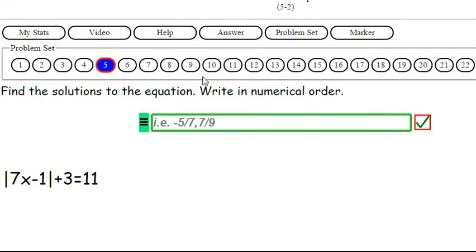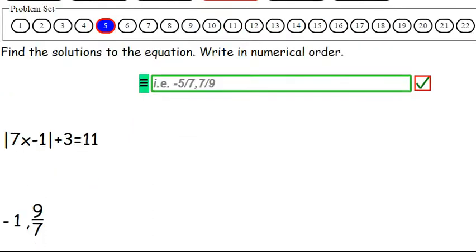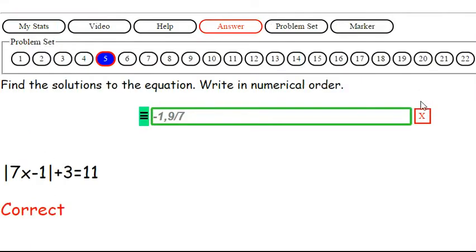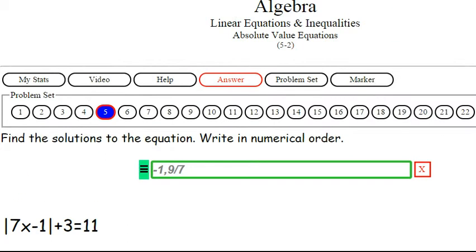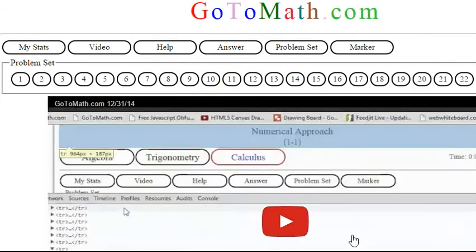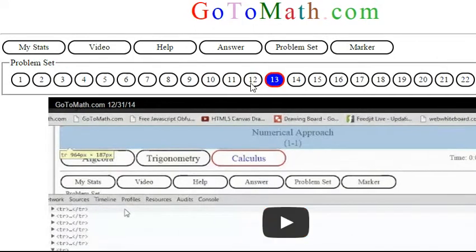We'll come back here to the web page. Alright. And if you don't know what to put in here, you can always just click the answer button. Now remember, no spaces. Let's click the answer. It says correct. Alright, so there you go. We are over here at gotomath.com. Come on by, practice. See you later.